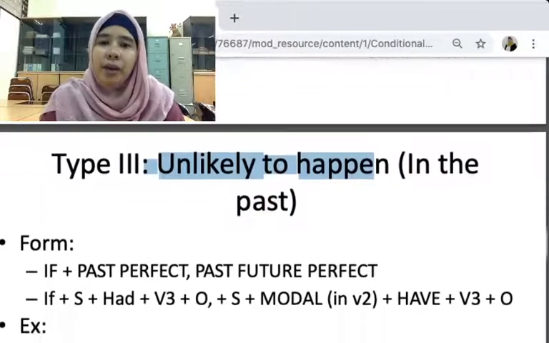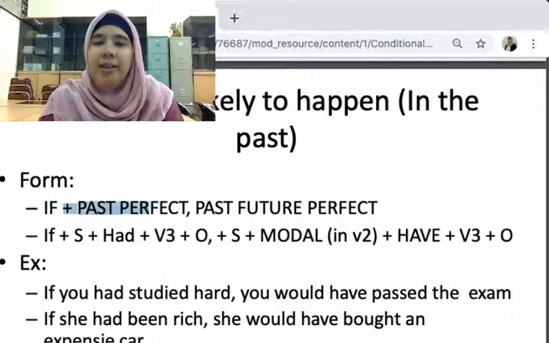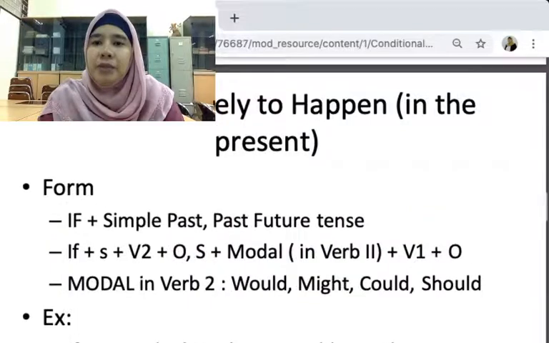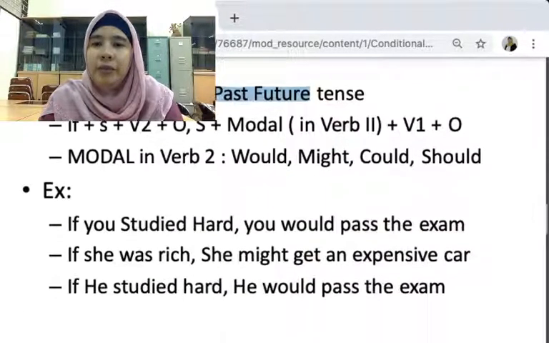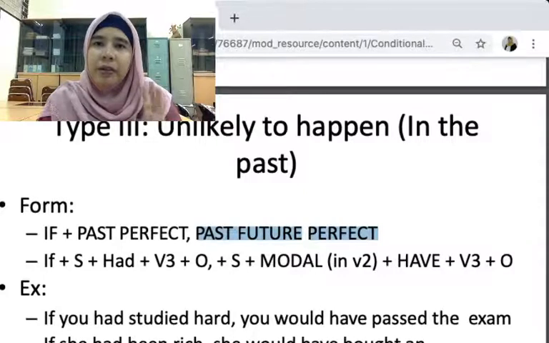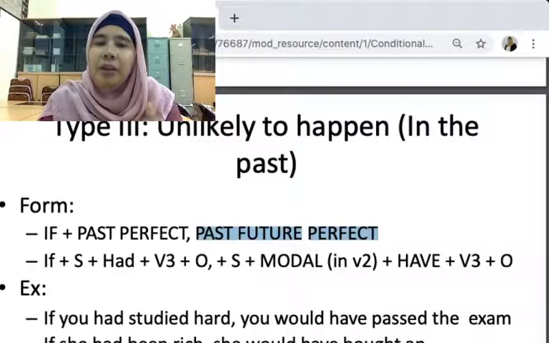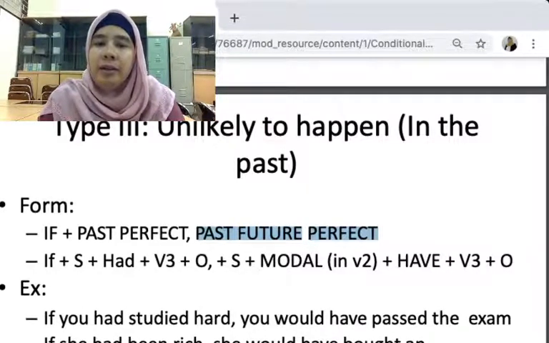What is the formula of it? Adalah this one, if plus past perfect. Okay, please remind yourself about past perfect ya. And then added with koma dulu, and then past future perfect. Okay, tadi adalah past future simple kalau in the type 2. Kalau in the type 3, you would like to have past future perfect. So you know that type 3 is all about perfect. Semuanya berhubungan dengan perfect. Okay, let me review the details of it.